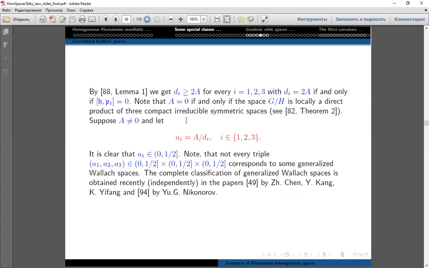And it's very easy to check that the dimension d_i is greater than or equal to 2A, and the equality is equivalent to this implication. This means that h commutes with p_i, and moreover, A is 0 if and only if the space G mod H is locally a direct product of three compact irreducible symmetric spaces. It's a very trivial example of generalized Wolf spaces. Therefore, interesting cases are when this characteristic is not 0.